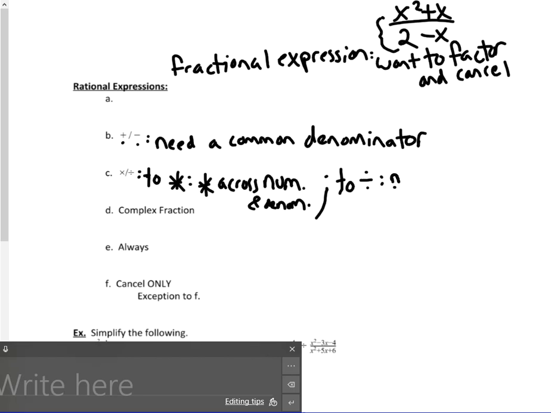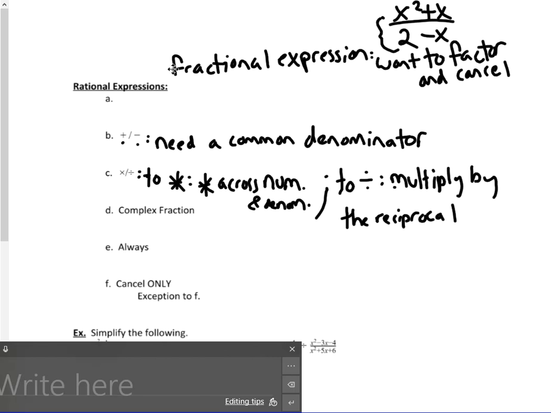To divide, just multiply by the reciprocal. You might have learned keep, change, flip. Keep that first fraction, change the division sign into multiplication, and flip that final fraction, aka multiply by the reciprocal. Complex fractions, we're going to come back to that. That'll come up a little bit later.